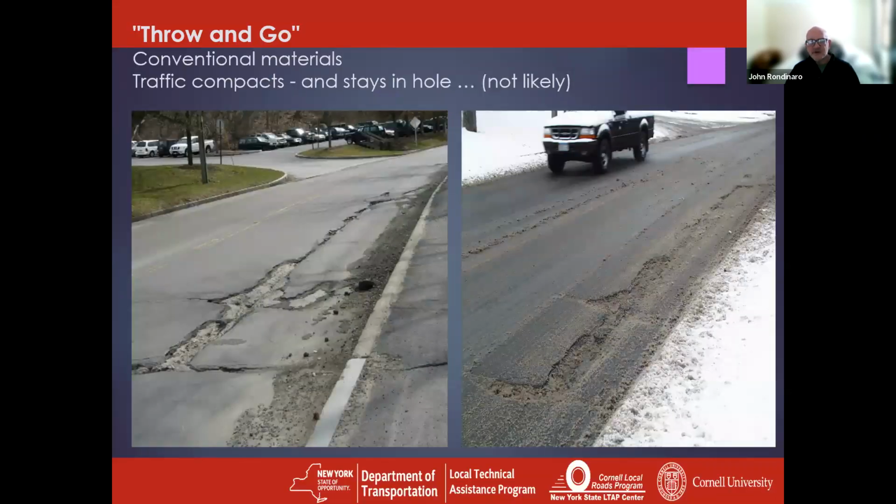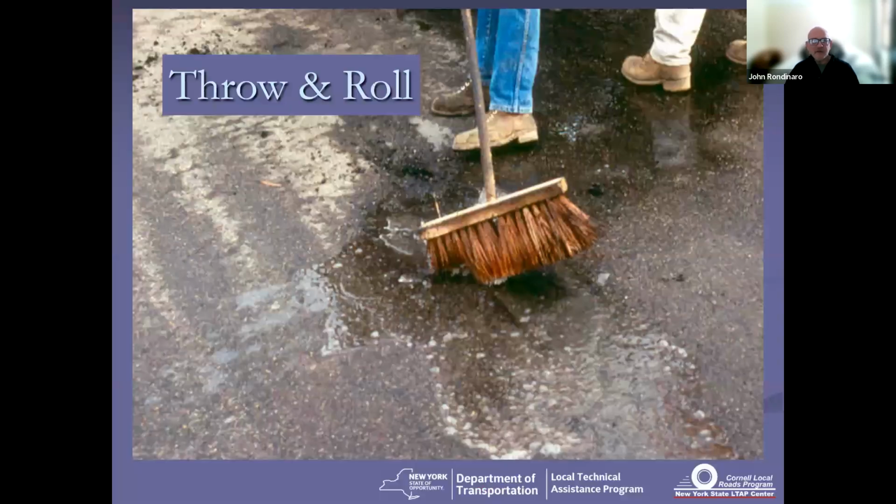So here's just a quick couple pics about throw and go and the results of throw and go. David shared this picture. It's outside of the Cornell campus. There were 3 jurisdictions that were responsible for it, all using throw and go. They toss a shovelful of material into the hole, they tap it down with the back of the shovel, and they move on to the next one. And then about 10 minutes later, it looked like the hole on the right-hand side. So they weren't getting much bang for their buck.